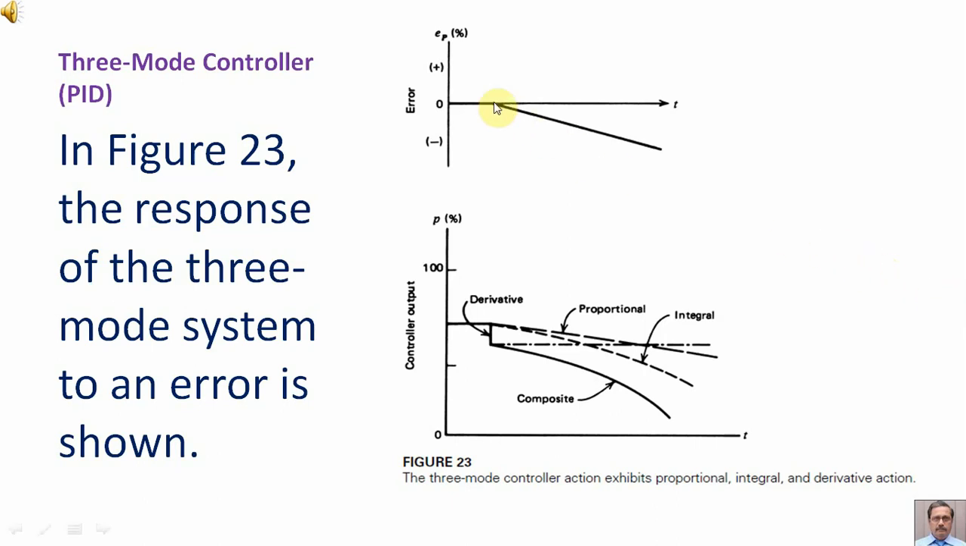Here we have the error, and because of this error the proportional action goes like this, the integral action goes like this, and because of this rate the derivative action gives a step output, and if we combine all 3 modes then this is the output of the composite mode.